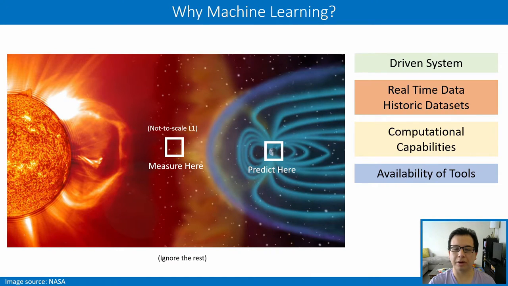A simple way to look at our problem is that we plan to only use measurements available at the L1 Lagrangian point to predict perturbations down on the Earth. Naturally, this approach reduces in principle the opportunities to maximize the accuracy of the predictions, but allows for predictions to have a lead time of nearly half an hour, effectively creating a forecast that is half an hour ahead of time.